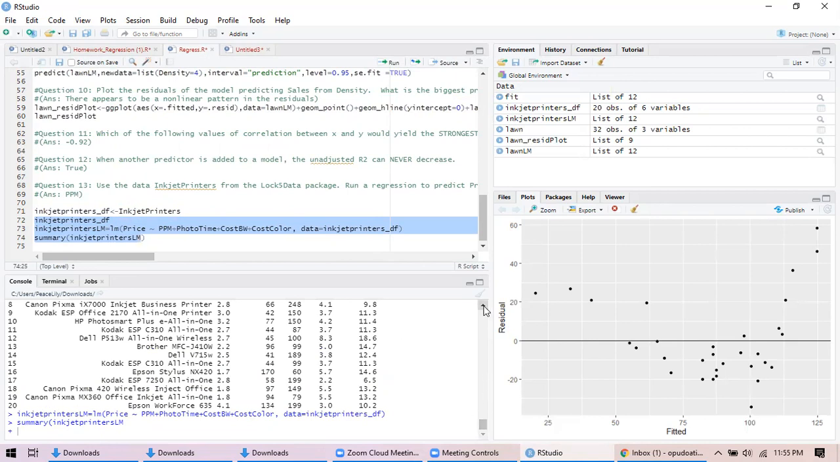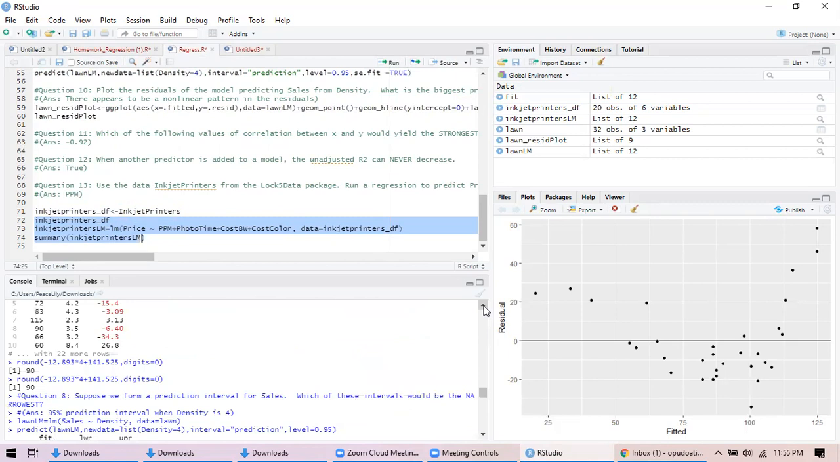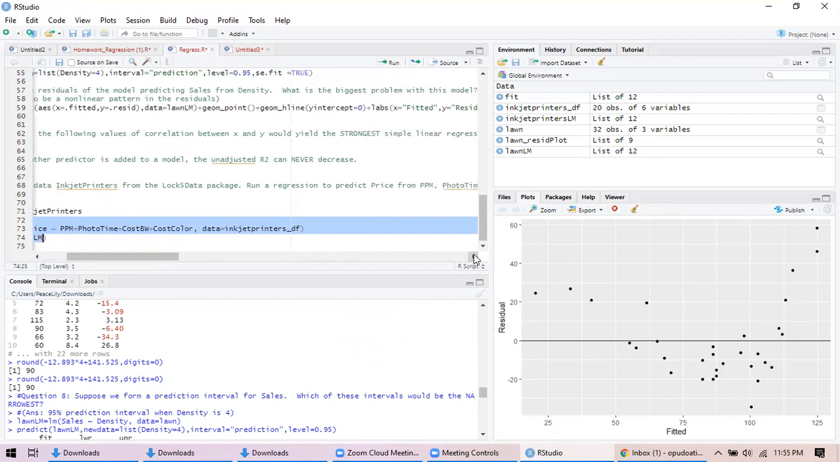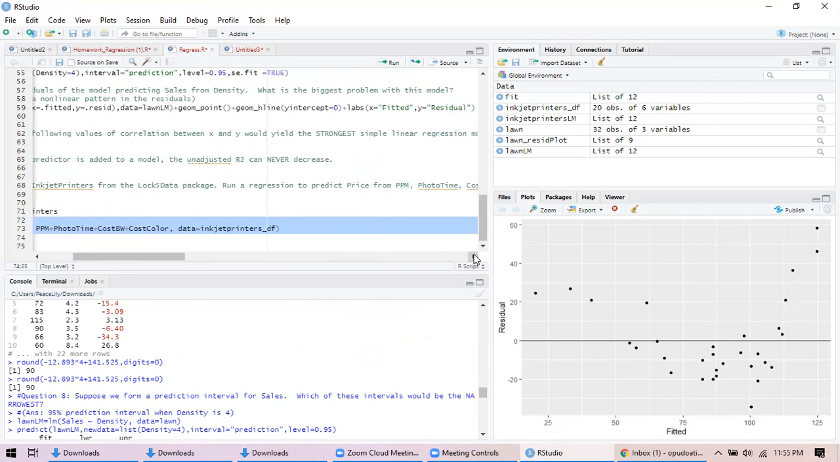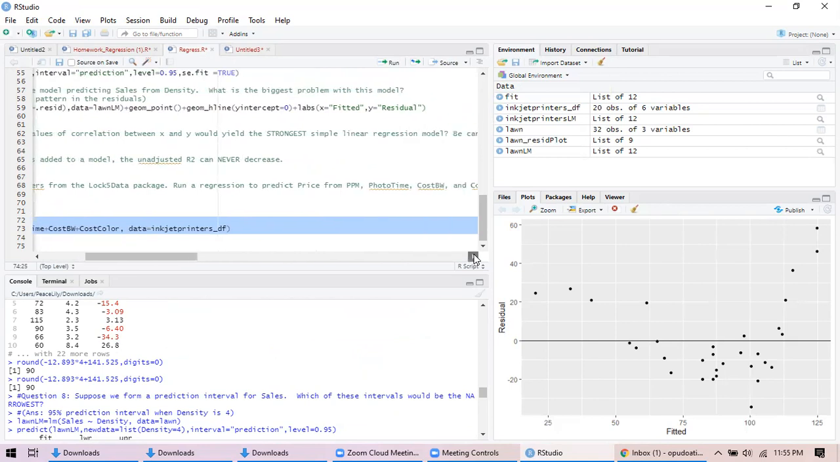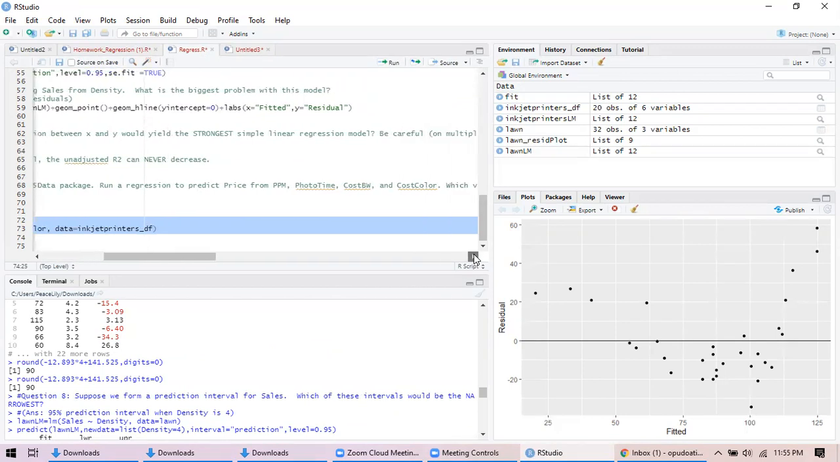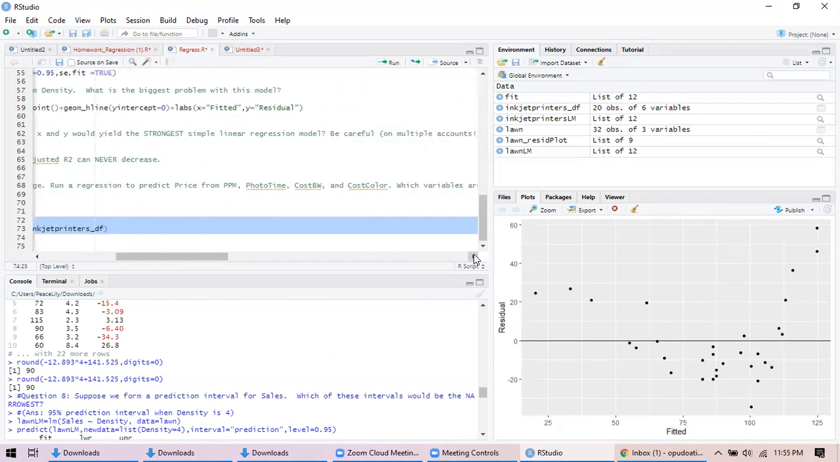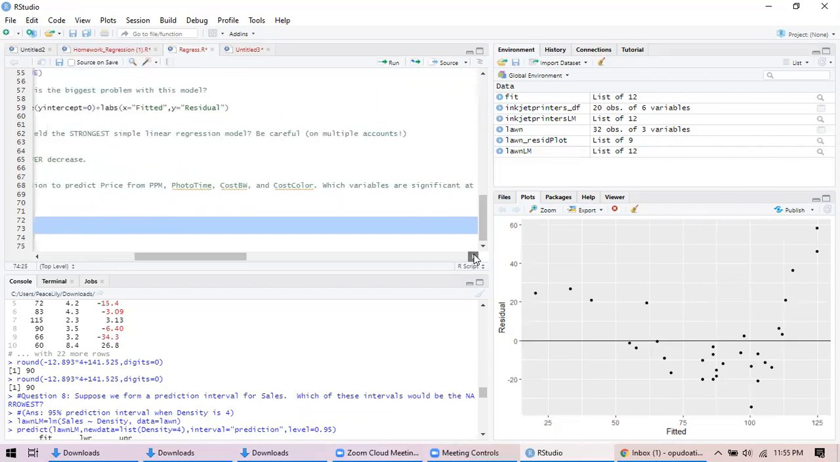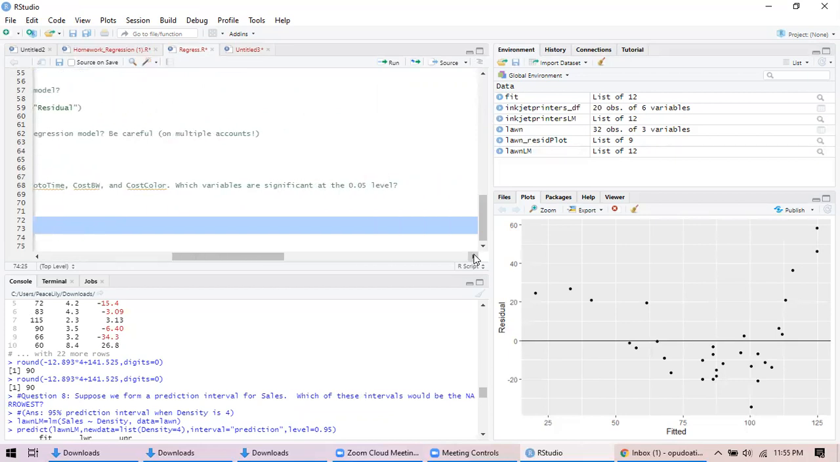So, what is this one asking us? It's asking us to use the inkjet printers from the log data, run a regression to predict the price of ppm, photo time, cost BW, and cost color. And then it's asking which variables are significant at the 0.05 level. So, what does it mean to be significant?